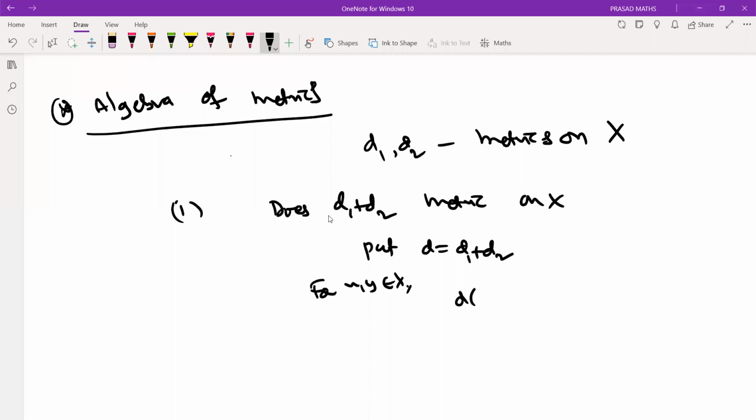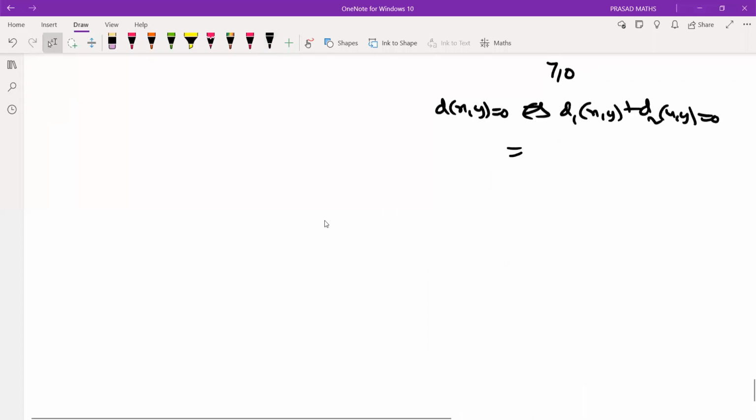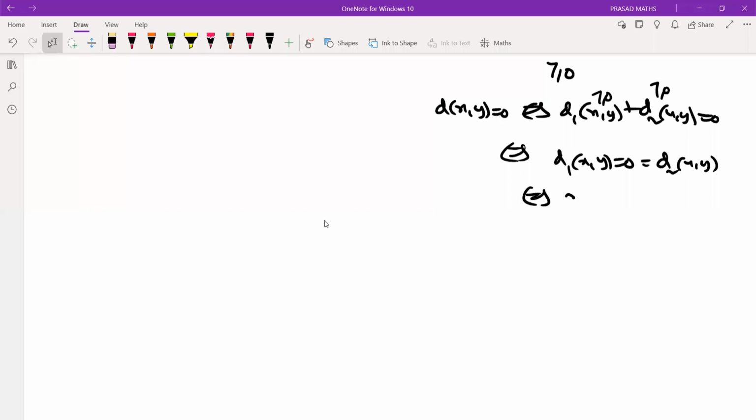Distance between x and y is equal to d1 of x, y plus d2 of x, y. You know d1 is a metric and d2 is a metric, so it is automatically non-negative. A sum of non-negatives is always non-negative. And the distance is 0 if and only if d1 of x, y plus d2 of x, y is 0. But this is non-negative, and a sum of non-negatives is 0 if and only if each individual term is 0. This is exactly x equals y, because d1 is a metric, therefore x equals y.